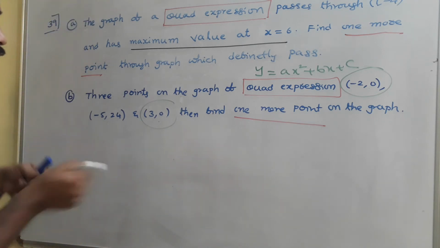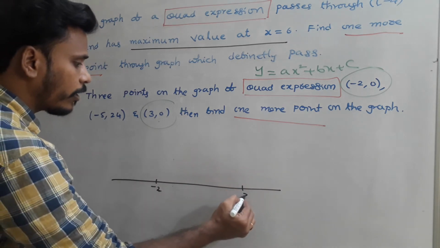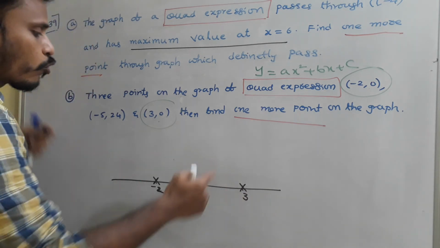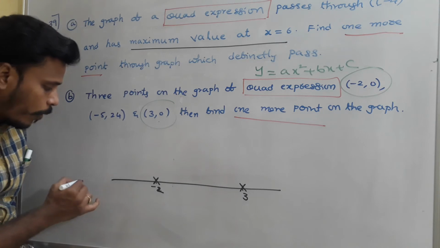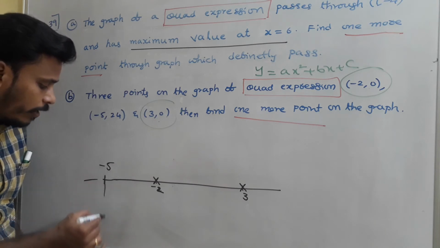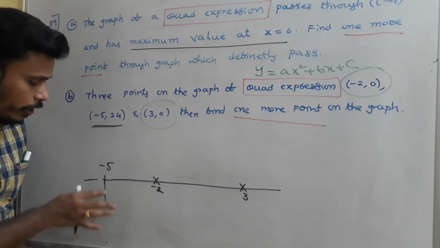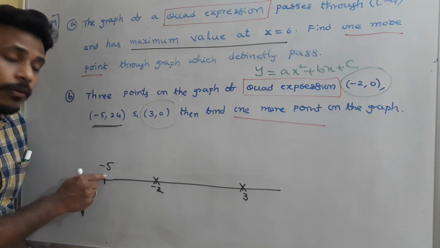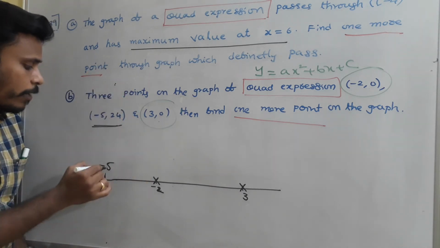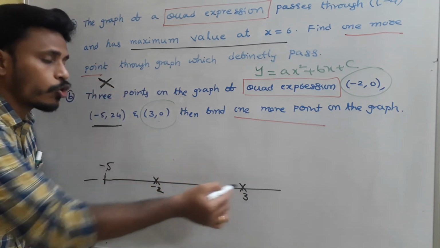Zeros of the expression. So on the x-axis you locate minus 2, and you have 3. Minus 2 comma 0 is this point, 3 comma 0 is this point. The graph surely passes through these 2 points. And when you move to the left side of minus 2, somewhere you will get minus 5. At this minus 5, the point is minus 5 comma 24, not minus 24. So at minus 5, the value is 24. The graph surely passes through these 3 points.